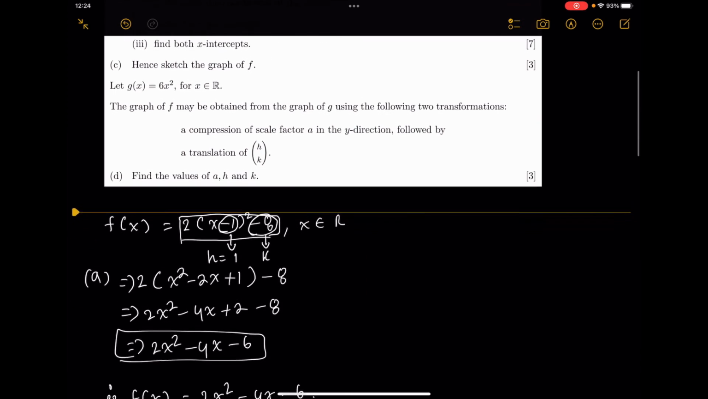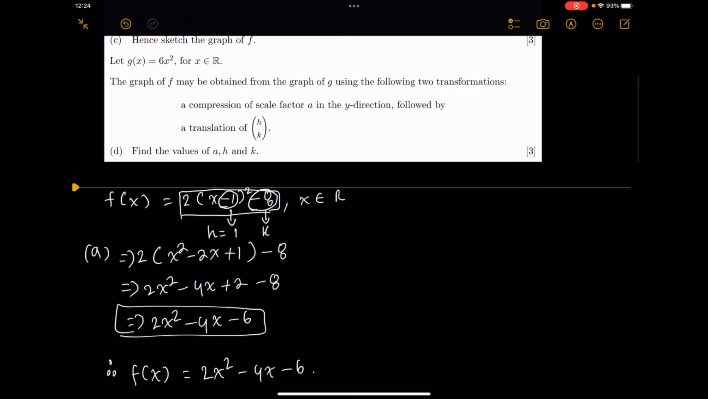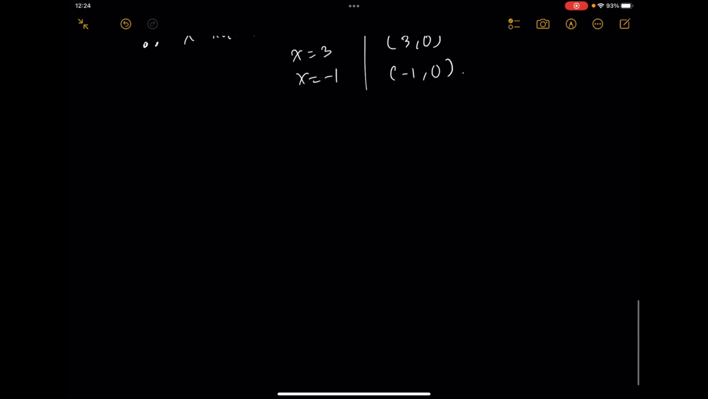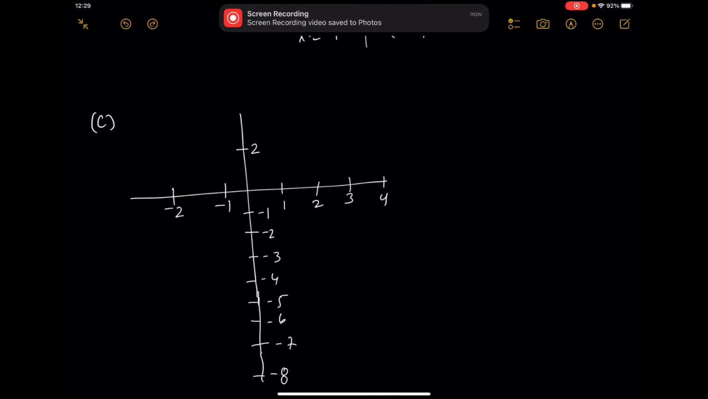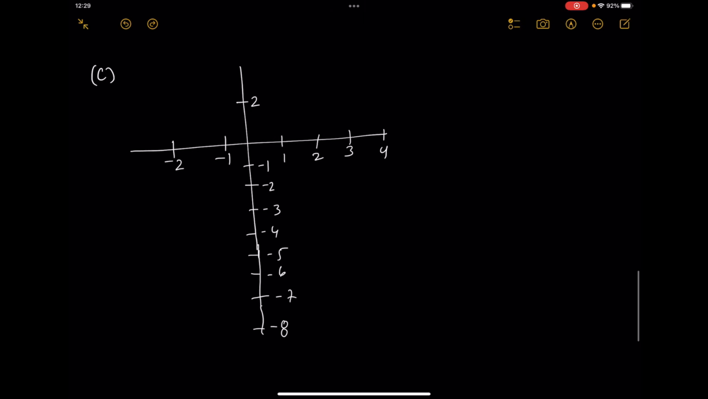Now we come to part C, which wants us to sketch the graph of f. When sketching a graph, we don't have to pay attention to the symmetrical aspects of the graph, but instead we have to mention the main and important points. I'll just draw the graph and come back. Yeah, so here's my graph. The graph might not look symmetrical, but it should be fine as long as we mention all the important points on our graph. So we know the vertex of our parabola is 1 comma negative 8.